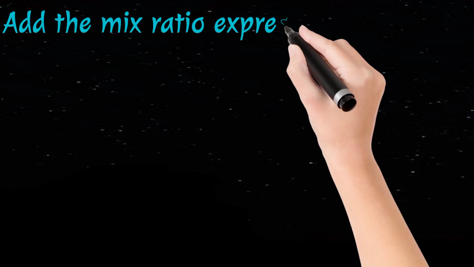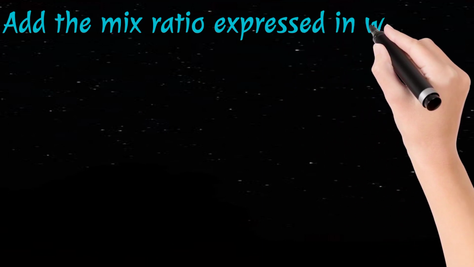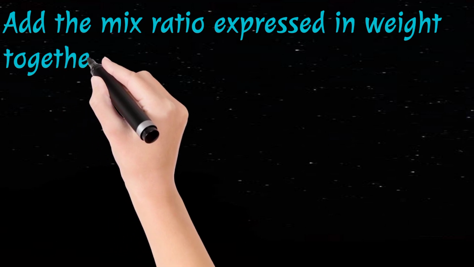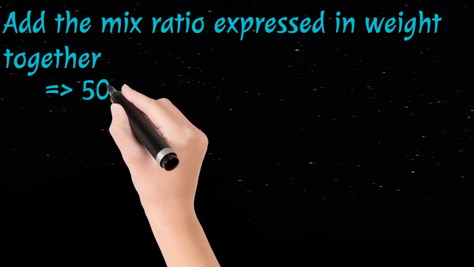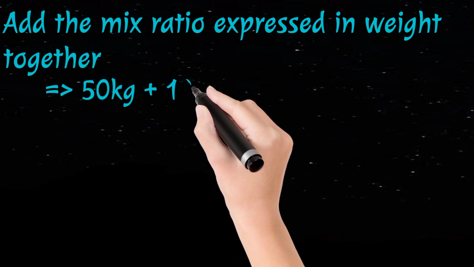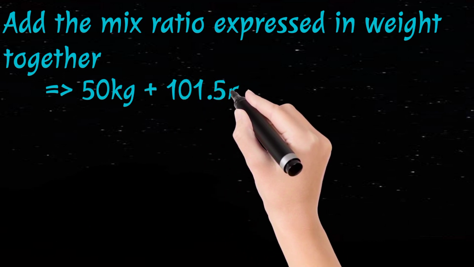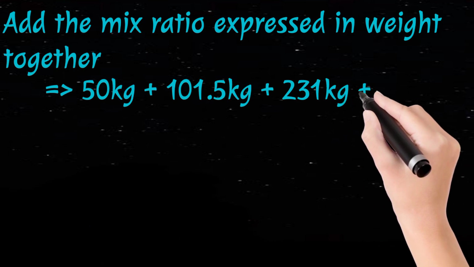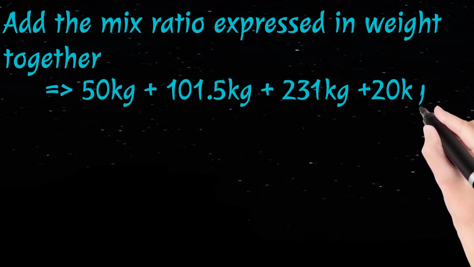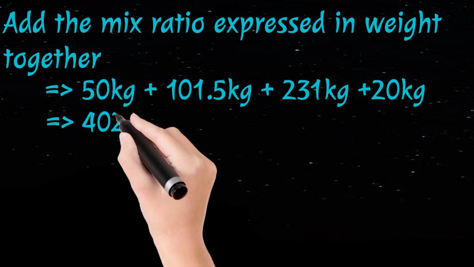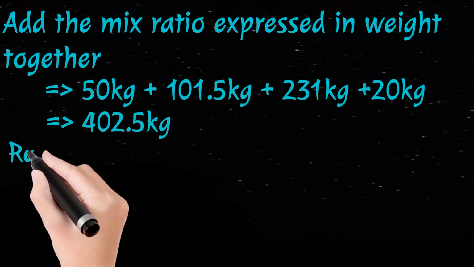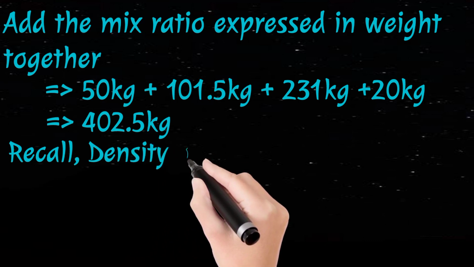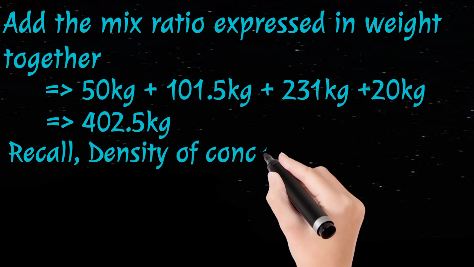So now, since this is expressing ratio, we are going to add everything together. The mixed ratio that was expressed in weight, we are going to add it together. You get? So we have it as 50 kg, which is representative of cement, 101.5 kg representing sand, plus 131 kg representing granite, plus 20 kg representing water. So adding everything together, we have 402.5 kg.